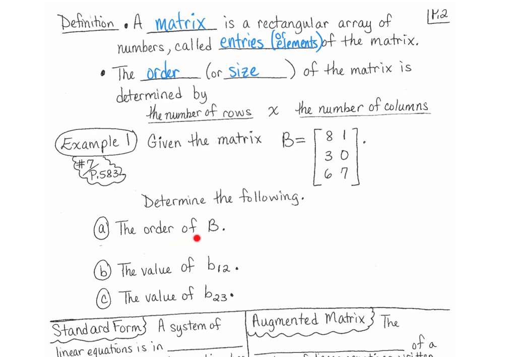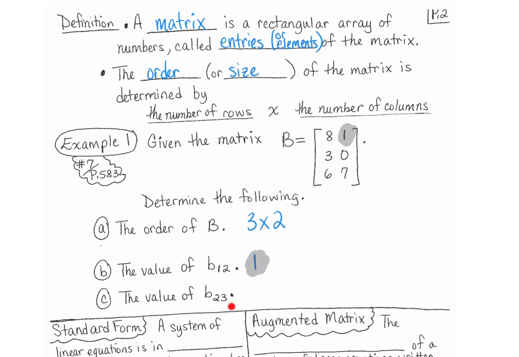Okay, what's the order of B? Yes, it's a 3 by 2, because that means we have 3 rows and 2 columns. You got it. What's the value of B12? B12 means the first row, second column. You are correct. It is 1. First row, second column.